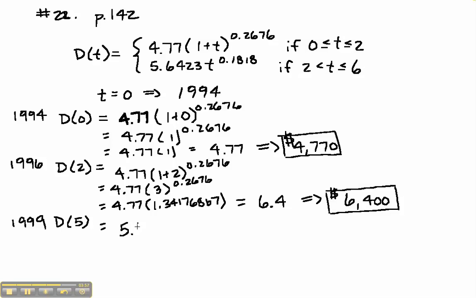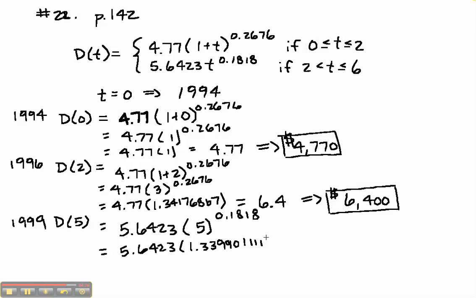So this will be 5.6423 times 5 raised to the 0.1818. This gives us 1.3399011. Then we will multiply. We end up with 7.56 rounded off. That's in thousands. So our answer is $7,560 is the average credit card debt for an American household.